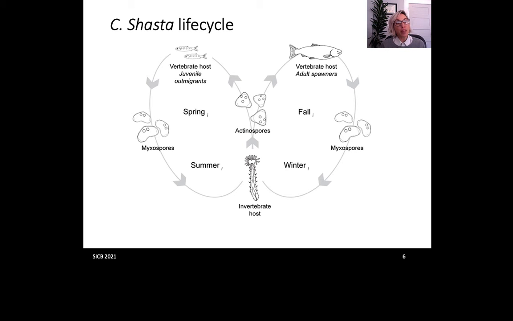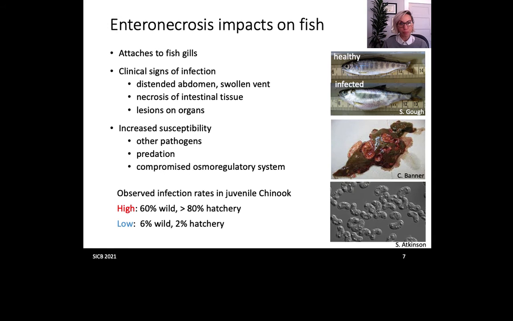The fish hosts that actinospores encounter really depends on the season. So in the spring, this is predominantly juveniles or smolts that are in the river, and in the fall, it's the adult fish that are returning to spawn. Within the fish, actinospores proliferate in the intestine, and they cause enteronecrosis, or gut rot, hemorrhaging, and lesions. Infections also leave fish susceptible to other pathogens and predation, and it compromises their osmoregulatory system that's necessary for transitioning into saltwater. Infection rates in Chinook salmon, for example, can be as high as 60% in the wild populations and over 80% in hatchery origin fish.